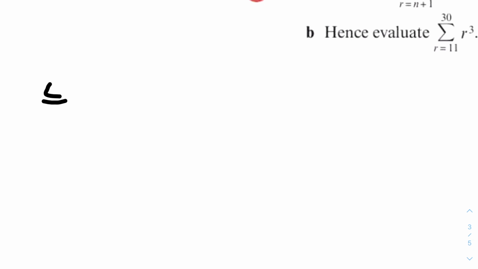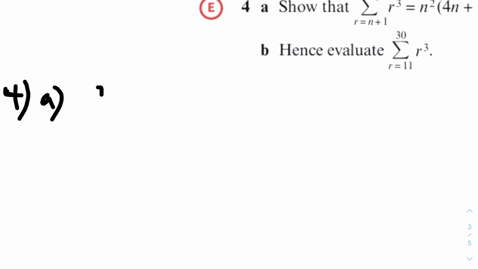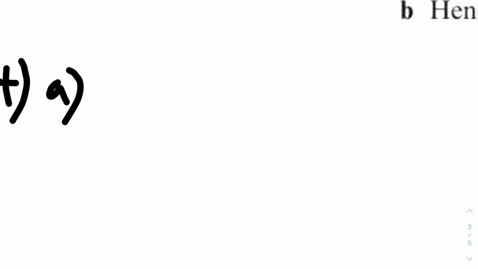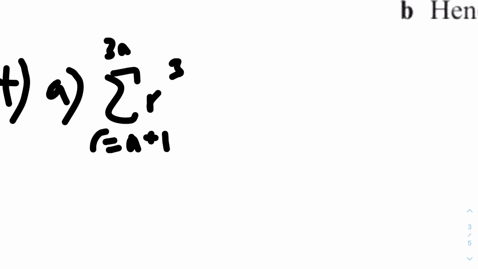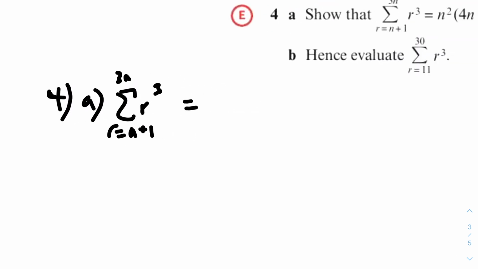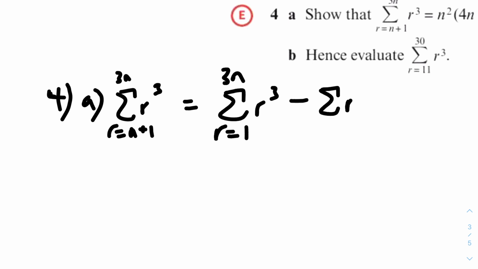So question 4a, the sum of r cubed from r equals n plus 1 to 3n is equal to, which is split into two different sums. It's equal to the sum of r cubed from r equals 1 to 3n minus the sum of r cubed from r equals 1 to n. Because this is basically the same as this, and this is basically this, and this is basically this lower limit minus 1.